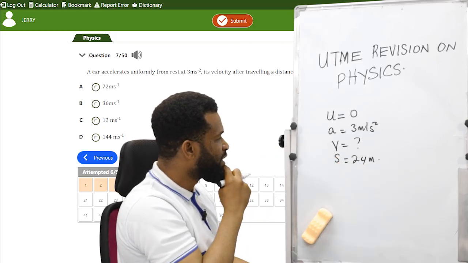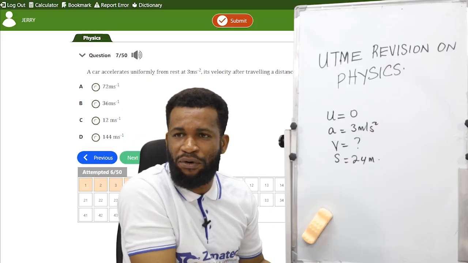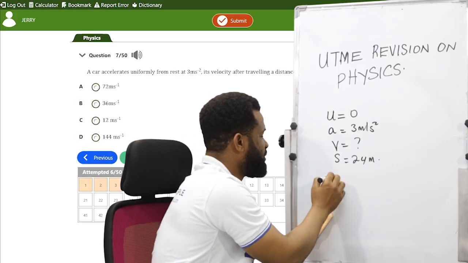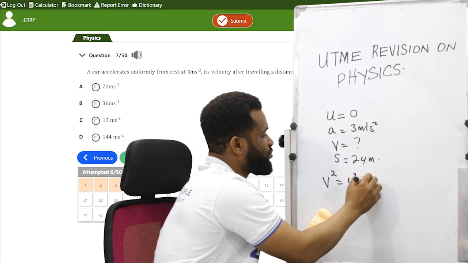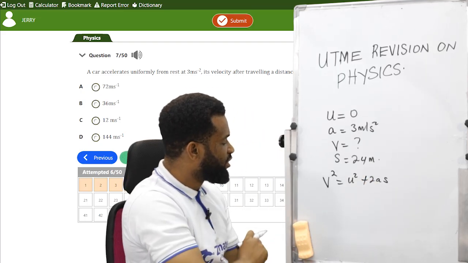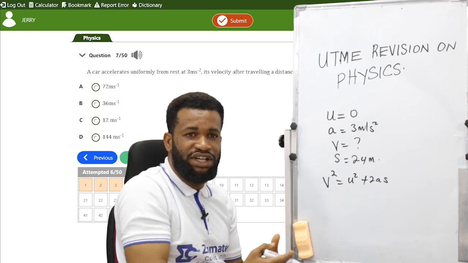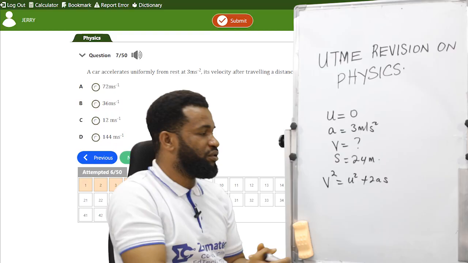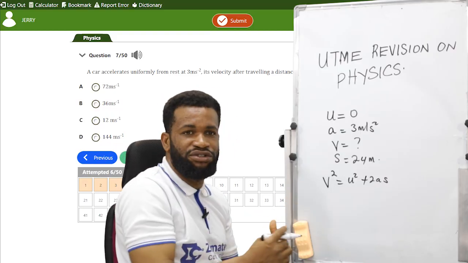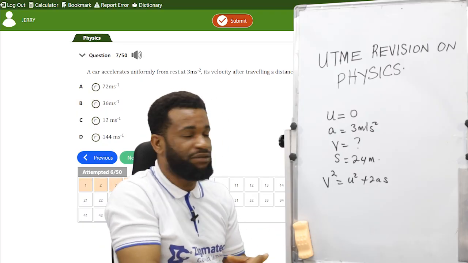Okay? At this point, the equation of motion to apply here is going to be v squared equal to u squared plus 2as, right? Because this is the formula to use to find a final velocity when a body starts from rest. So this is the formula. We are not using g because the body is not thrown from up. So it's not talking about a motion of a body under gravity.